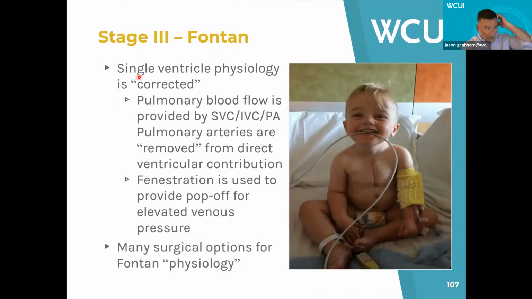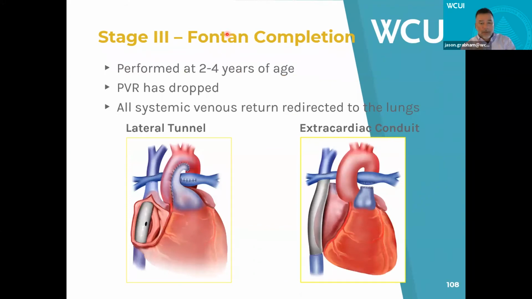So we live with that for a while, and then we get to stage 3, or the Fontan, and this is when we really correct the physiology. During the Fontan procedure, somewhere between the age of 2 to 4 years, what we're really looking for is for the pulmonary vascular resistance to drop to its lowest point. Again, keep in mind, we're now going to completely disconnect the venous return to the heart. So it's no longer going to see the heart at all. We're bypassing that directly into the pulmonary arteries back to the lungs. So we don't have a pump anymore pushing that blood to the lungs. This is all passive venous flow coming back.